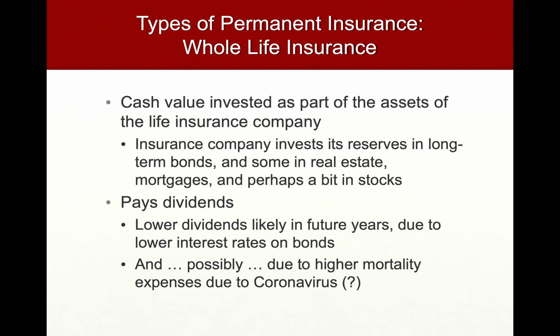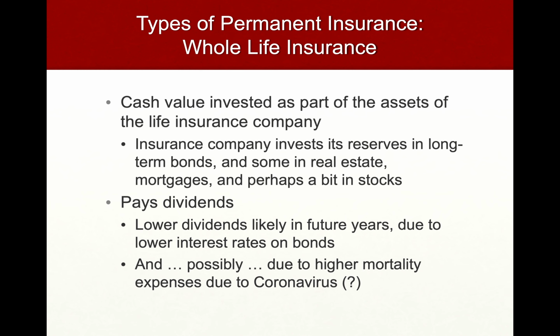Let's review the types of permanent insurance. One type is whole life insurance. Basically, whatever cash value that you have is invested. It becomes part of the life insurance company's assets, and life insurance companies maintain these huge reserves, and they invest those reserves mostly in long-term U.S. government bonds and highly rated corporate bonds, sometimes in real estate, sometimes in mortgages, and sometimes maybe a small amount even in stocks or stock mutual funds, basically very highly diversified. But most of it is usually either in mortgages or in government bonds or highly rated corporate bonds.